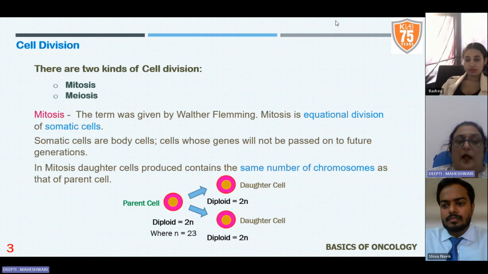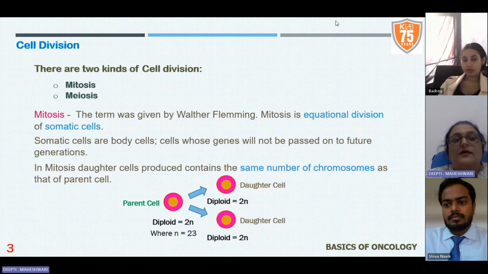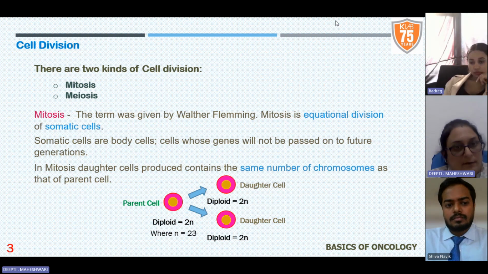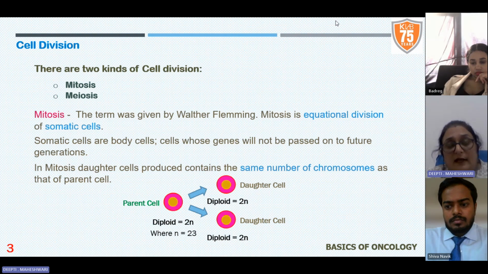Okay. So basically, when you talk about cell division, it takes place in two ways. One is mitosis and one is meiosis. I'm sure all of you, because I have seen everyone's profile, are B Pharm graduates, so you all understand what mitosis and meiosis are. Just to highlight a few things, mitosis basically takes place in all the somatic cells.